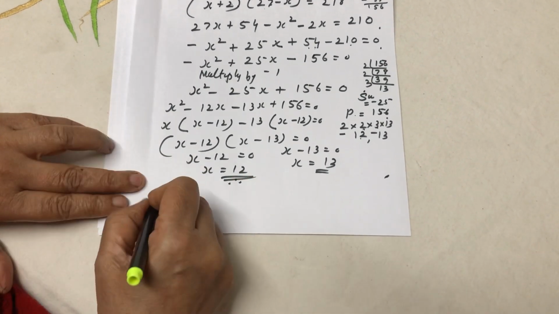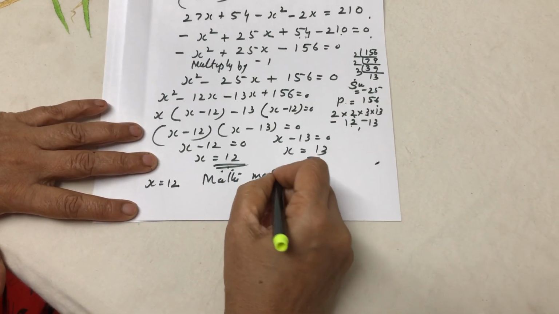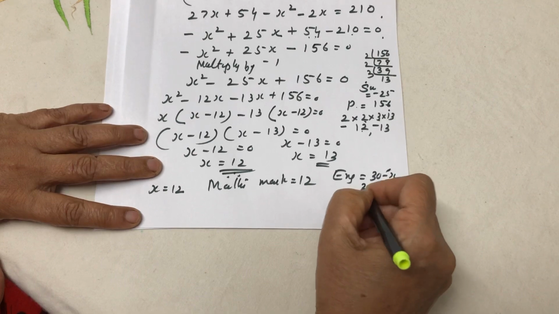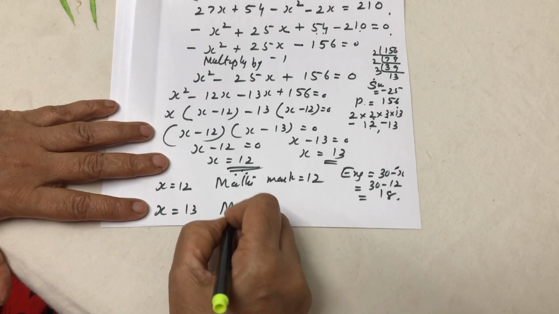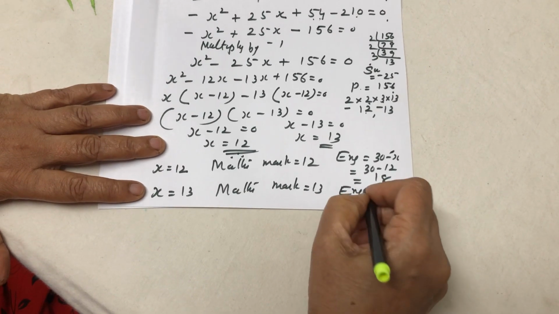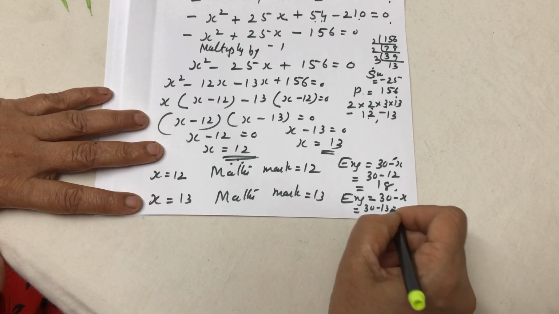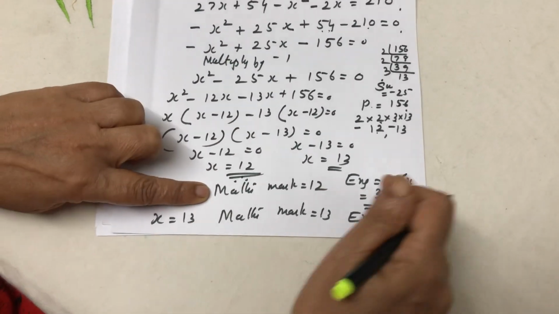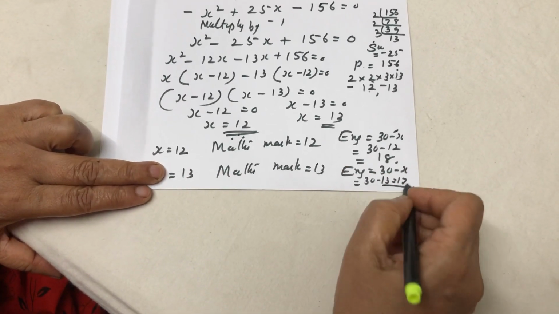Suppose I take x as 12, then mathematics mark is 12, then English mark is 30 minus x, that is 30 minus 12 is 18. If I take x is equal to 13, mathematics mark is 13, then English mark is 30 minus x, that is 30 minus 13 is 17. Therefore, if she gets 12 marks in mathematics, English mark is 18. If she gets 13 marks in mathematics, English mark is 17.